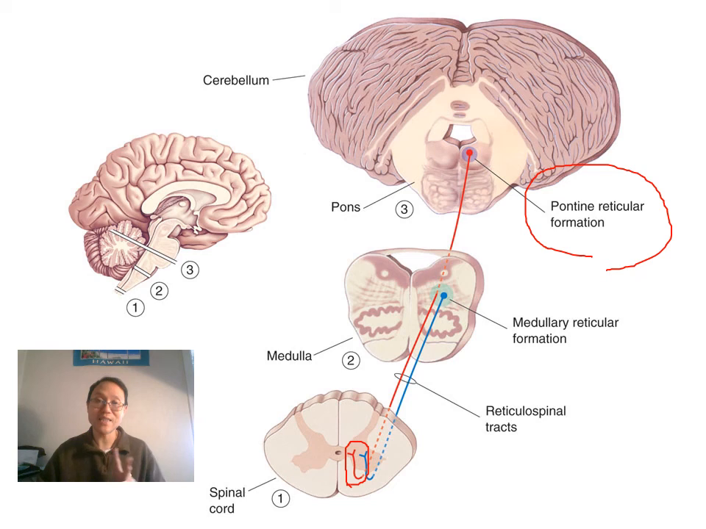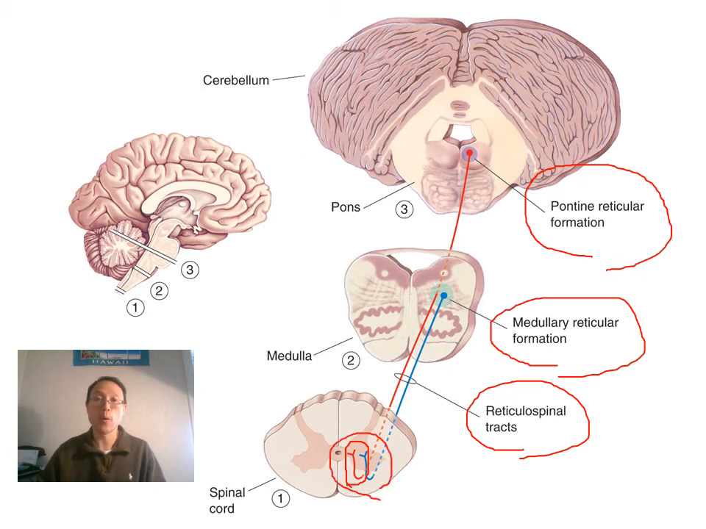And then the second part of that is going to be coming from the medullary reticular formation. So you've got two aspects: the pontine reticular formation and the medullary reticular formation. Either way, they're coming from the reticular formation complexes. You can see that both of these are going to form the reticulospinal tract, and together they're going to synapse onto the spinal cord.